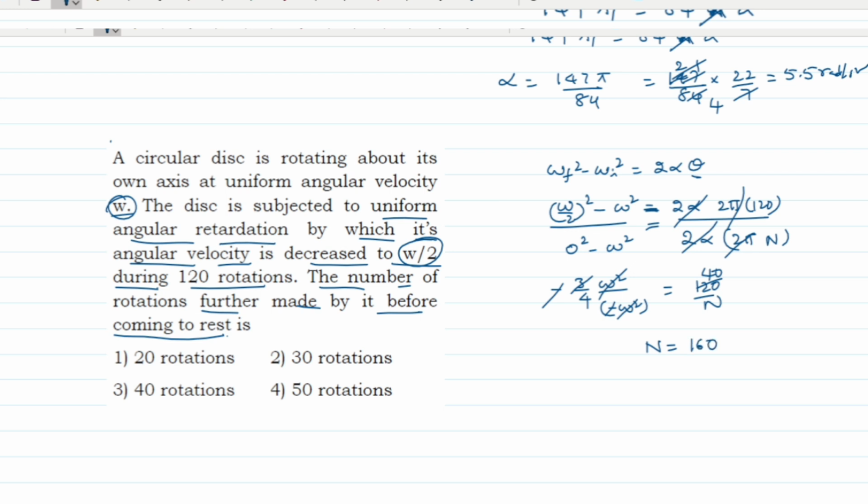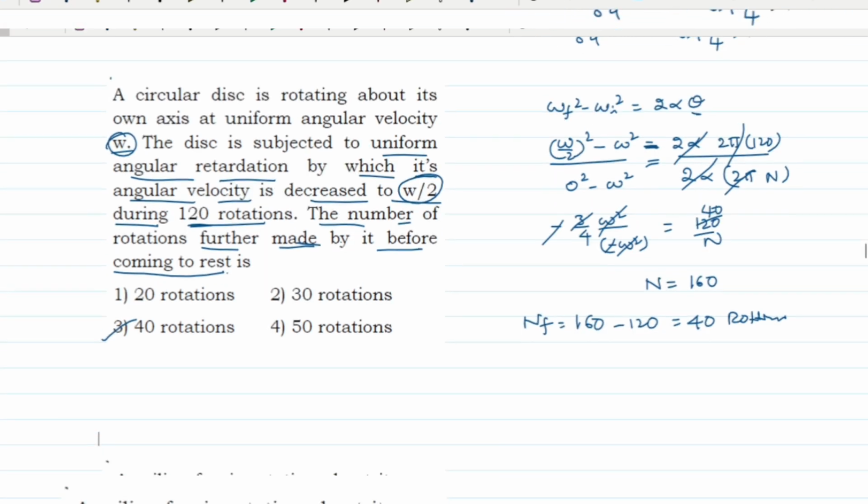But the question asks for the number of rotations further made by it before coming to rest. That means the final n is 160. Initially it makes 120 rotations, so 160 minus 120 is nothing but 40 rotations. So 40 rotations is the correct answer.